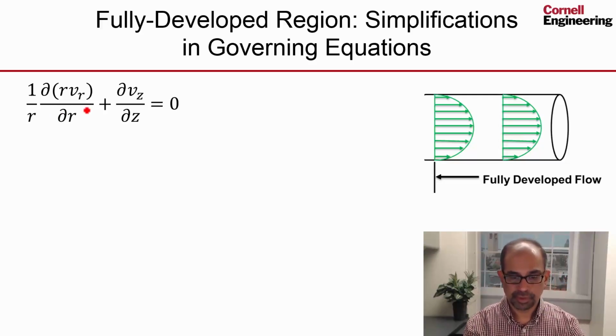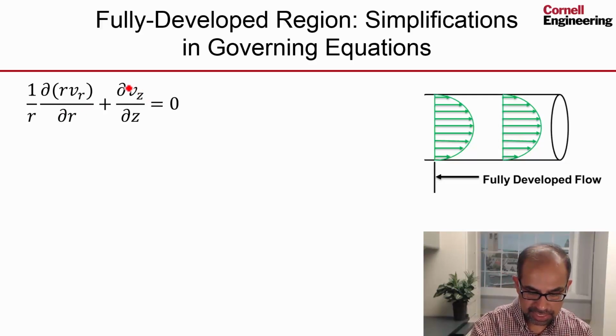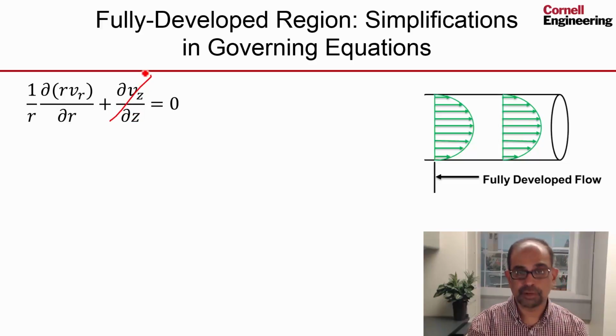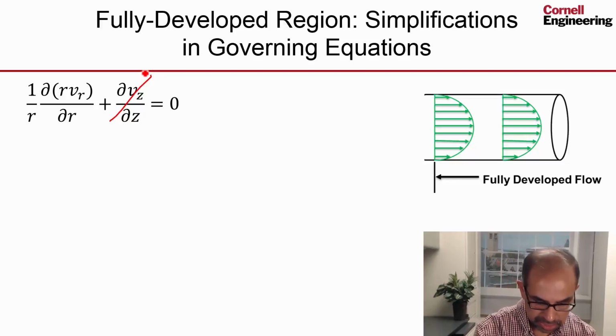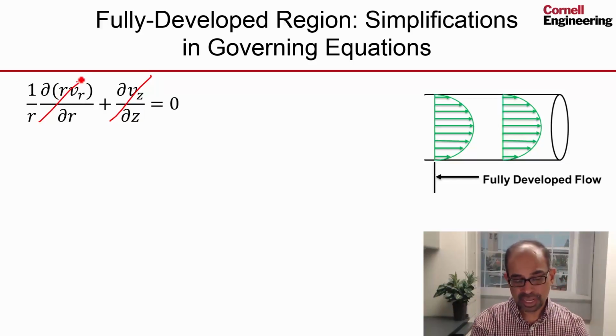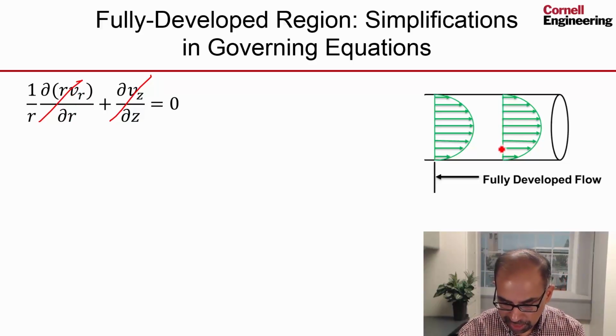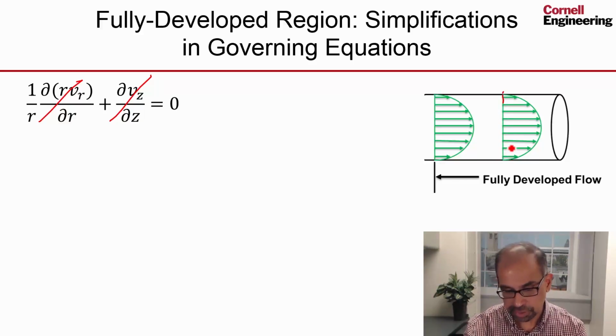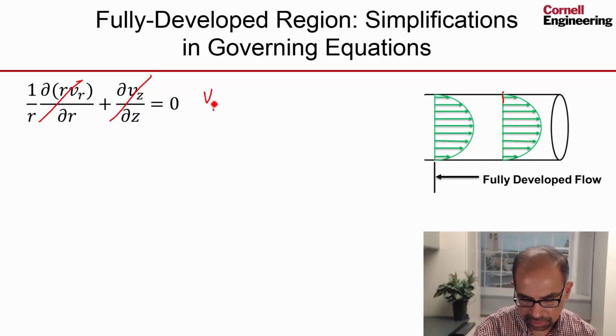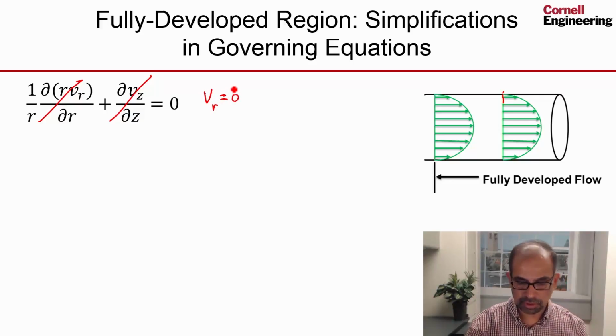Here's continuity, and the axial velocity is no longer changing in the axial direction, so that term has to be 0, which means that term has to be 0. The implication is that the radial velocity can have no gradient in the radial direction, i.e. the radial velocity has to be constant along a line like that, but the radial velocity is 0 at the wall. So we can deduce that the radial velocity is equal to 0.